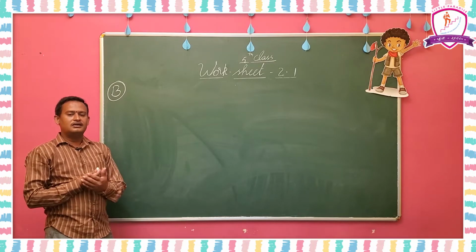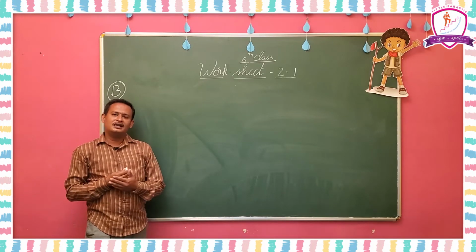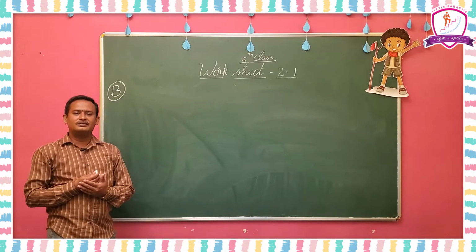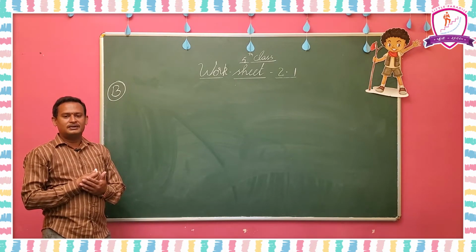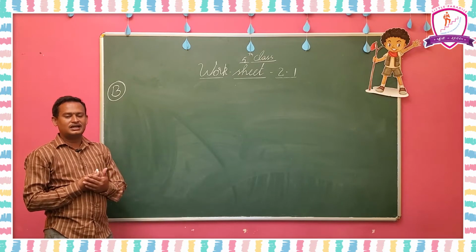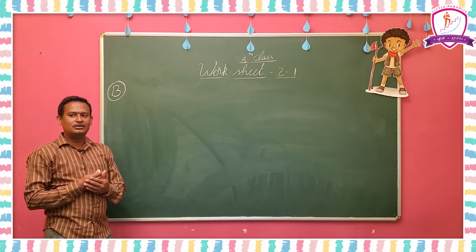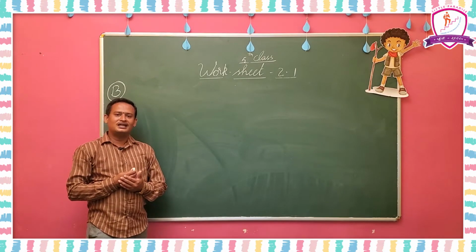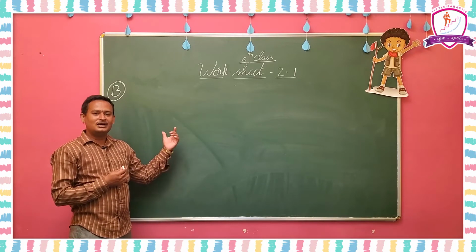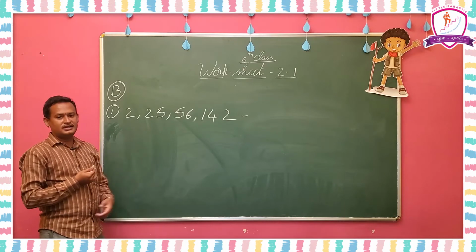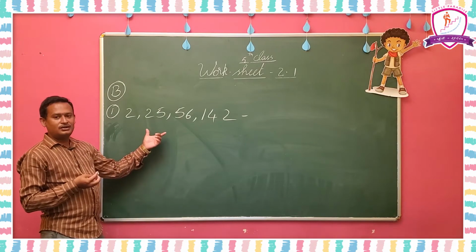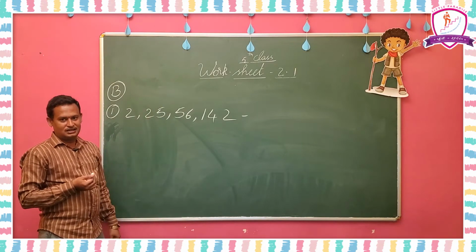To write the number name for any number, what do we have to do? First write the periods for each and every number. You have to recognize the places and periods first, then we write the number name. Now I am going to explain the first one. Here the number is given. First you have to write the periods on it.